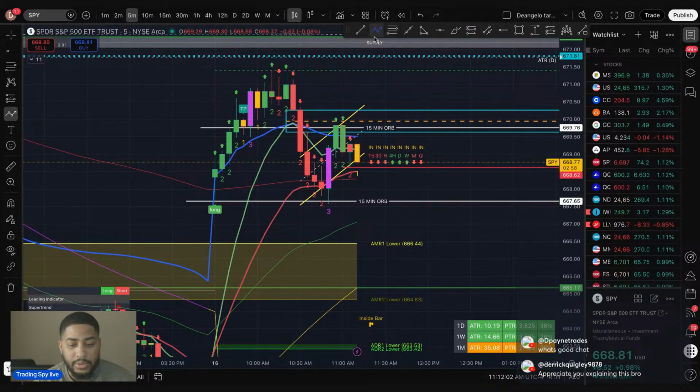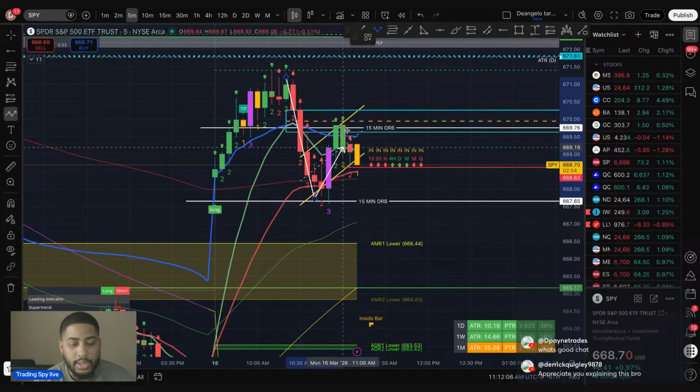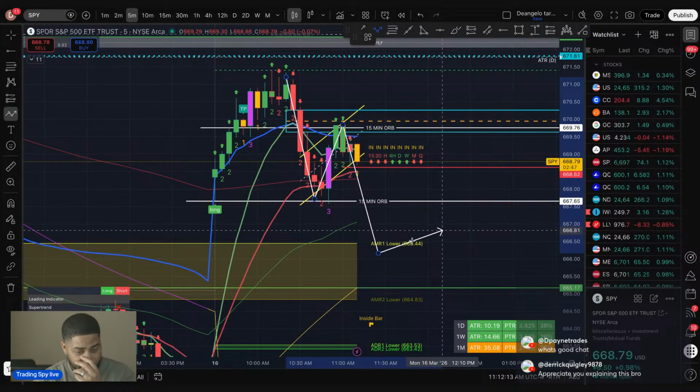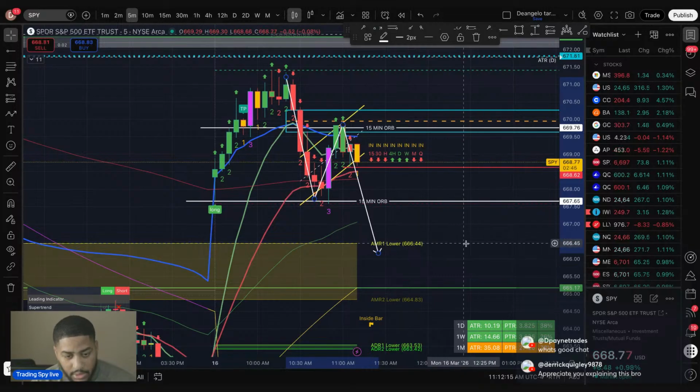So let me show you. You got the pole, you got your flag, and then you need another pole to come down like that. That's what we need to see. This is what I'm hoping is going to happen. So I need the sellers to step up ASAP.